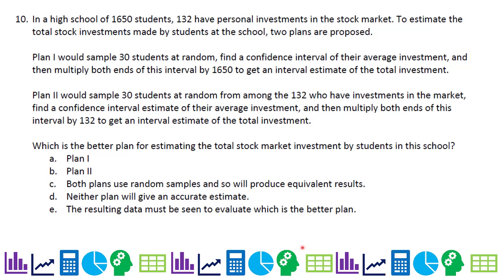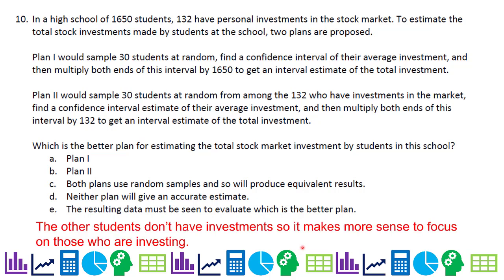All right, so they're both using basically the same thing, right? The only difference is which students they are sampling from. Plan 1 is sampling from all students. Plan 2 is sampling from the ones who have investments. Well, we don't need to look at all students. We're just looking at the 132 students who have investments because the other ones don't. So we would just go ahead and go with plan 2 because that's sampling our target population.